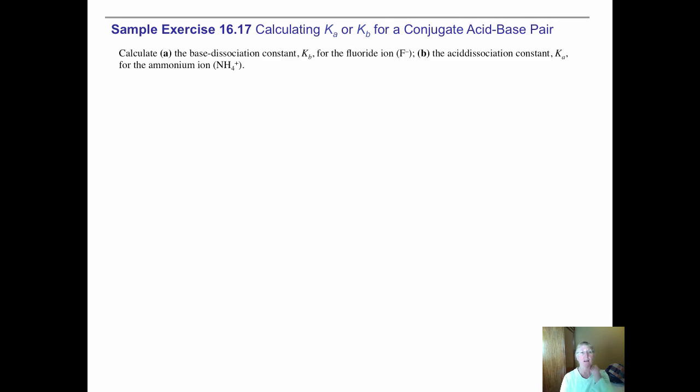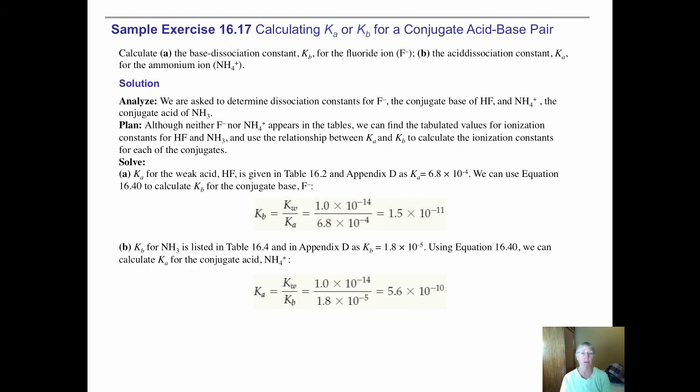So let's do a simple problem. It says calculate the base dissociation constant Kb for the fluoride ion and calculate the acid dissociation constant Ka for the ammonium ion. And a lot of times what happens in the table, they'll give you just the Ka and you have to find the Kb or vice versa. So when you go to the chart, you won't find fluoride, which is the conjugate base of hydrogen fluoride, and you won't find ammonium, the conjugate acid of ammonia. Let's make sure we have those straight.